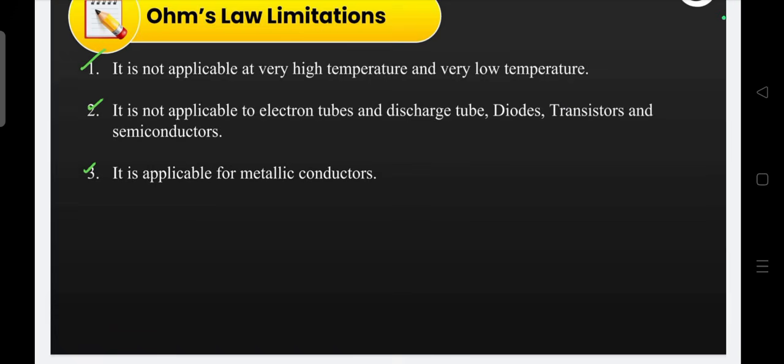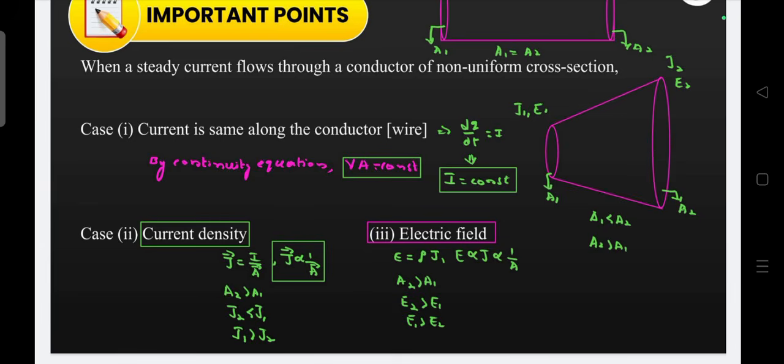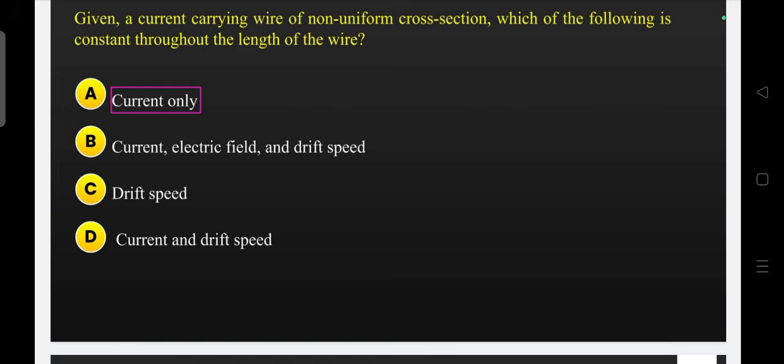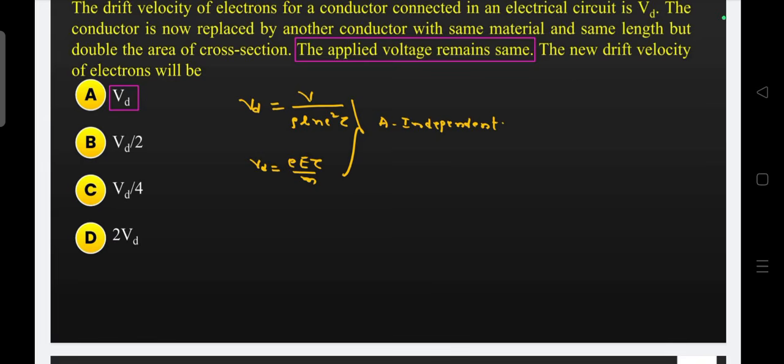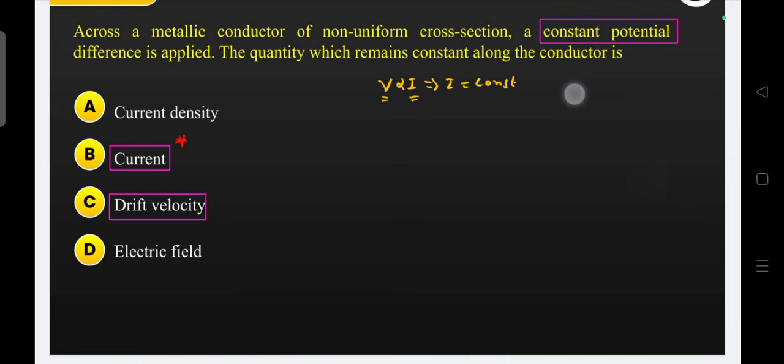Next one, Ohm's law limitations. Important points to be remembered to solve the next questions. Next question. Next question. Next question with answer.